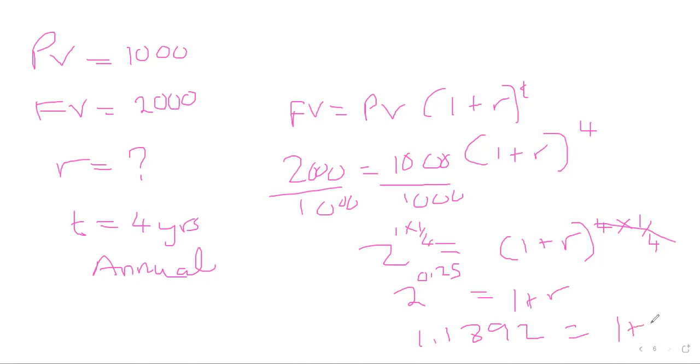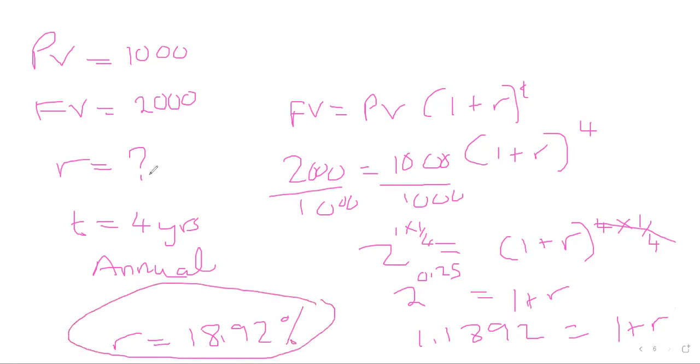So when you take the 1 this side to subtract, our interest rate will simply be 18.92%. So this is the interest rate it will take for 1,000 kwacha to double in a period of 4 years. So we're actually simply manipulating the formulas. Are we following?